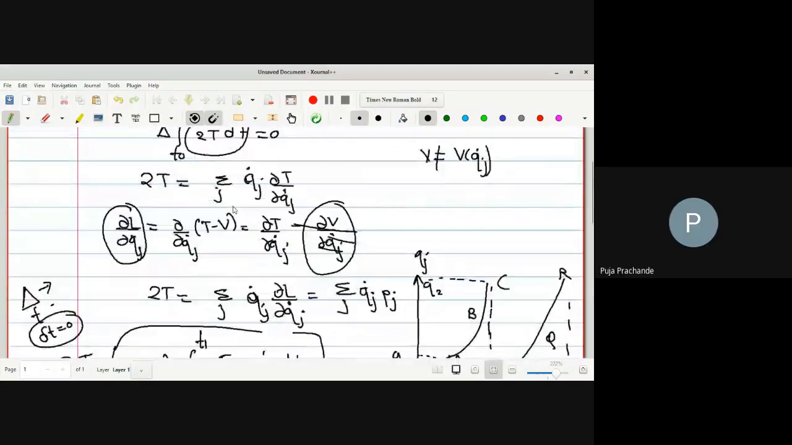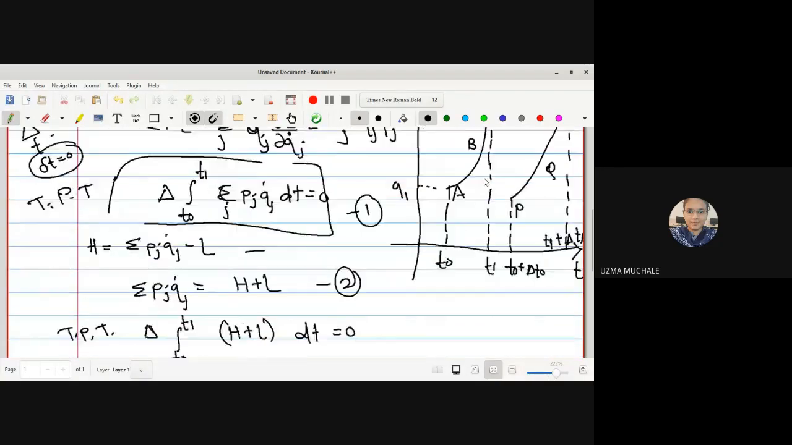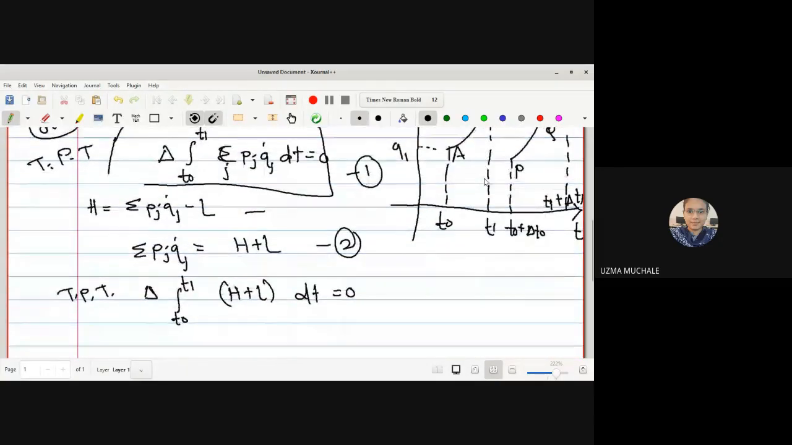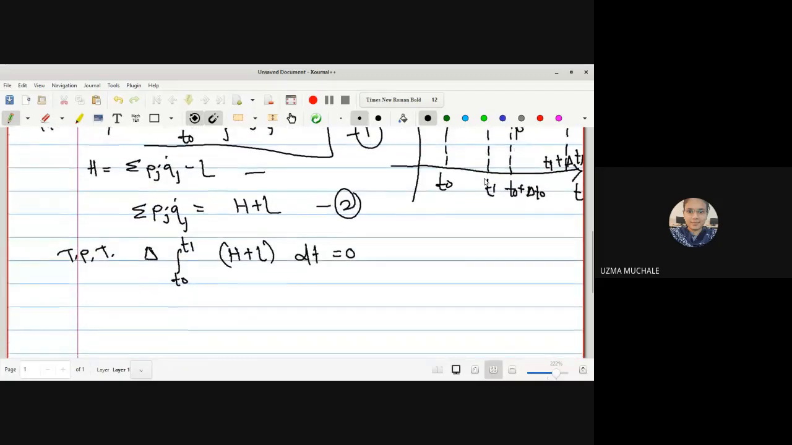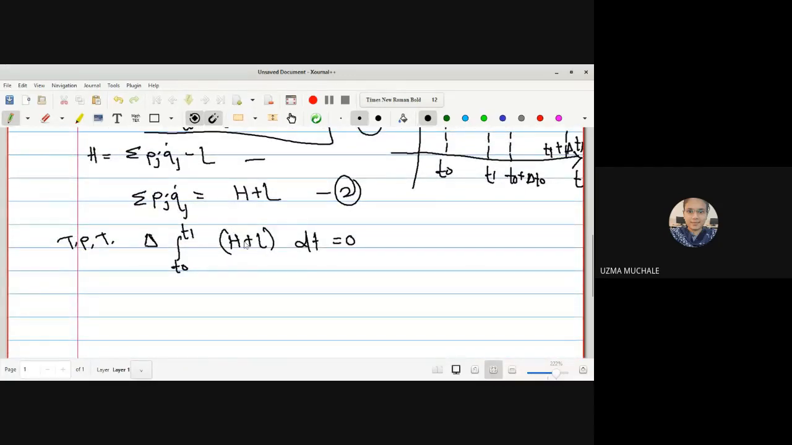We have only substituted. 2T's value in terms of qj dot, dou T by dou qj dot, this we have studied from the first chapter, and simply we have substituted dou L by dou qj dot. Since we are in the case of scleronomic, potential energy is not a function of generalized velocity, and now we have substituted dou L by dou qj dot as pj, and from the equation of h we have substituted 2T, that is summation over pj qj dot is nothing but h plus L.